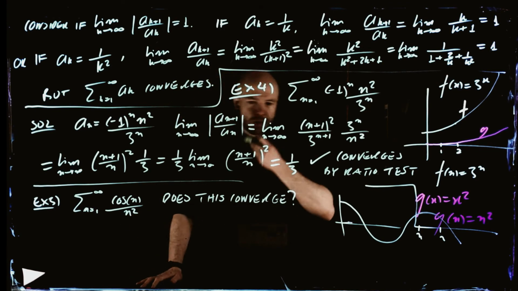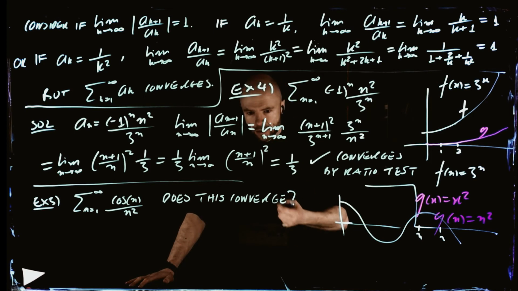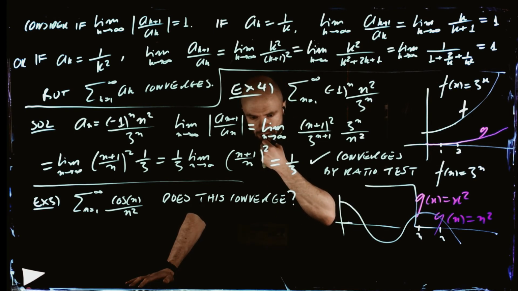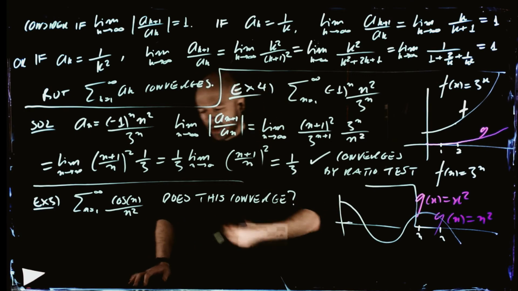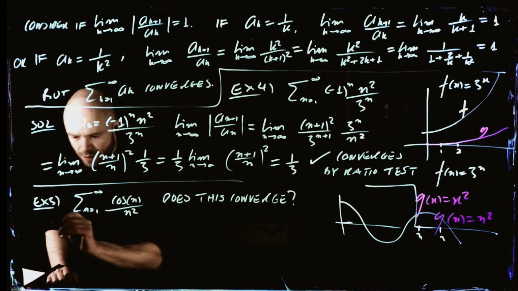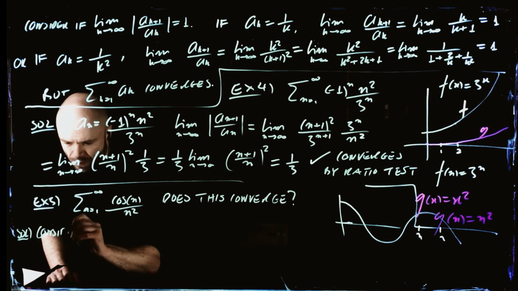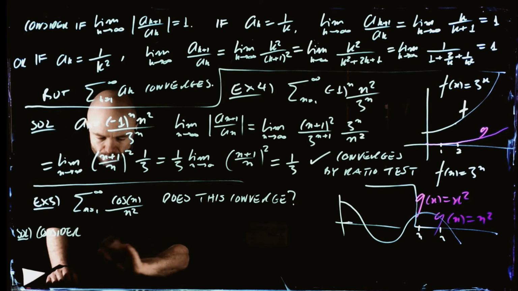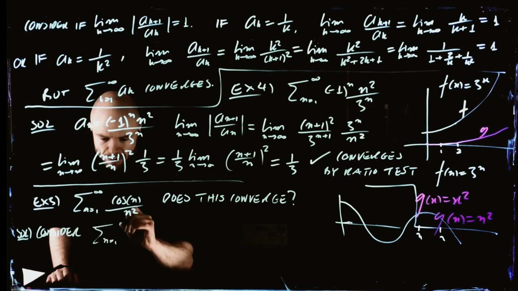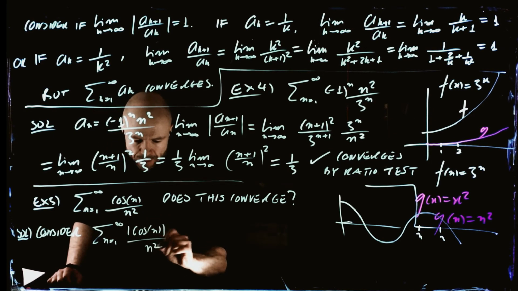So what have we learned that's going to help us? How could we make this simpler? What notions have we learned here today? We've learned conditional convergence and we've learned absolute convergence. Does this thing converge absolutely? So consider the series n equals 1, absolute value cosine of n over n squared.